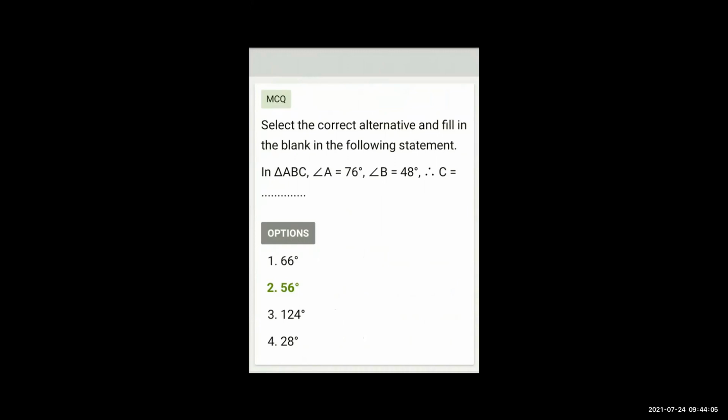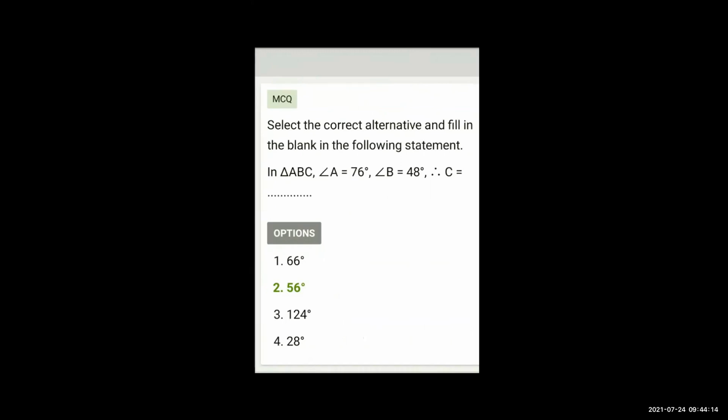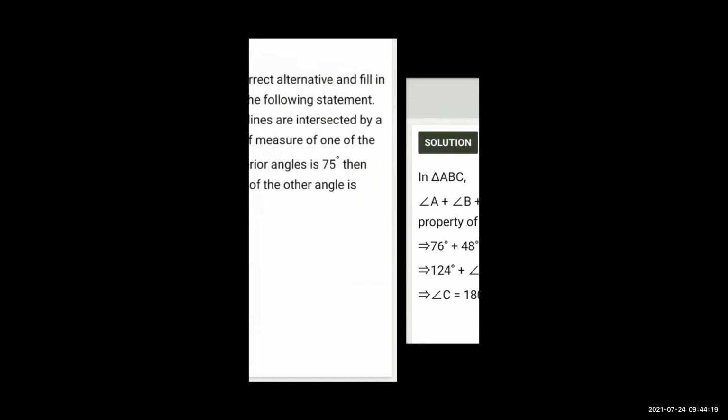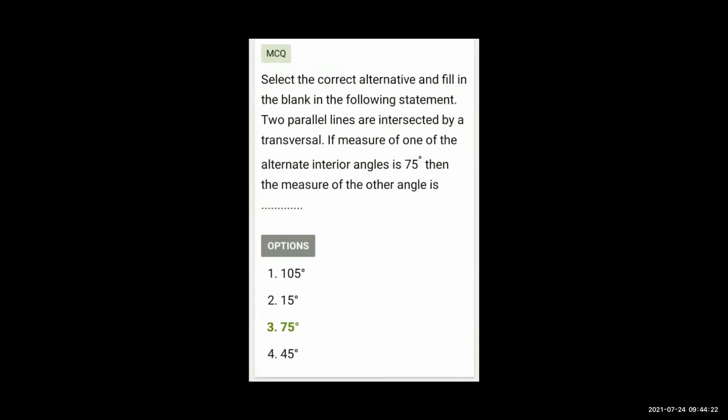Okay, that all MCQs are very simple. Just we should know the properties. Okay, if we know the properties, easily we can find the answer. Now this one is the last MCQ. See the third line of that writing. Two parallel lines are intersected by a transversal. If measure of one of the alternate interior angle is 75 degree, then the measure of the other angle is.